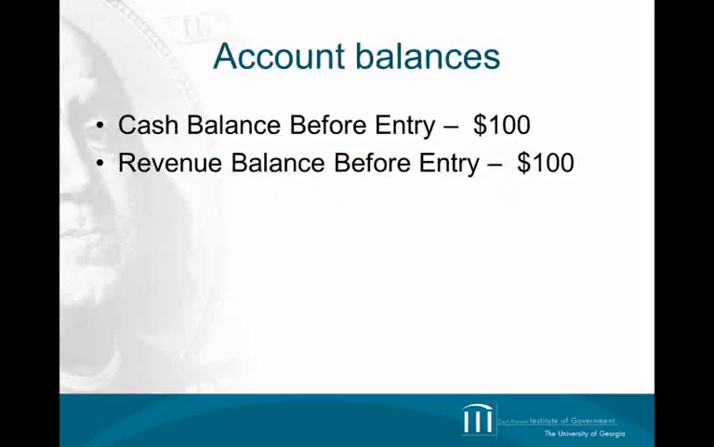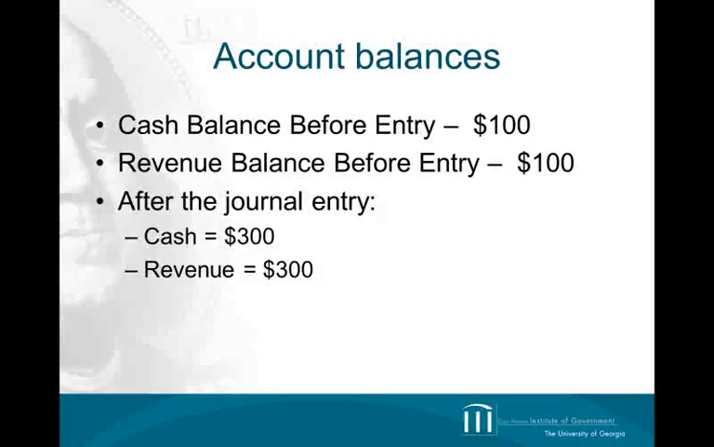Whenever a journal entry is entered into the accounting system, it affects account balances. For this example, both cash and revenue had a $100 balance prior to the journal entry. When the cash account was debited by $200, the balance increased to $300 since a debit will increase the balance of an asset account. When the revenue account was credited for $200, the account balance increased by this amount since the normal balance of a revenue is a credit.